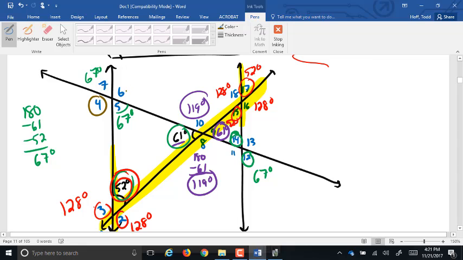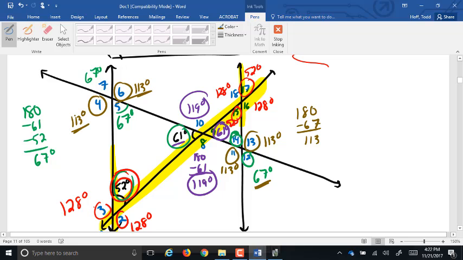Finally, 4, 6, 11, and 13 all have to be supplementary to the 67. 180 minus 67 is 113. So those 4 angles are all 113 degrees.